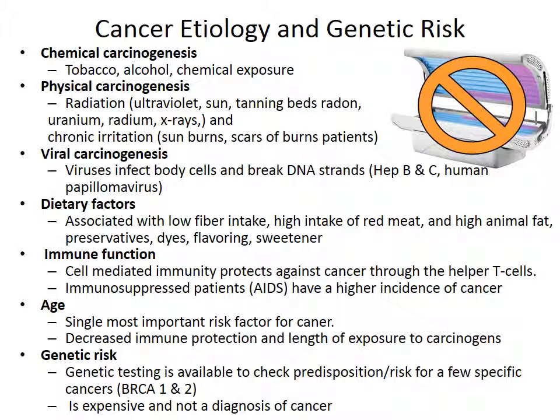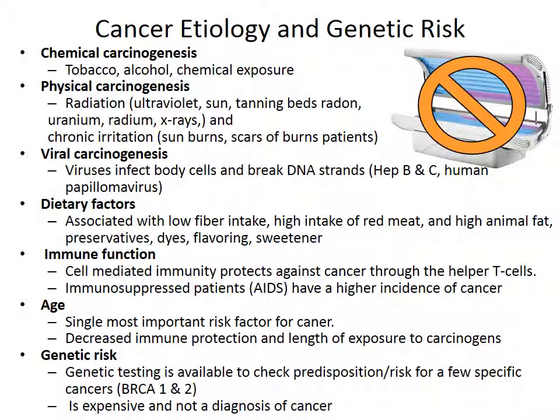Cancer etiology and genetic risk. There are several different risks for cancer etiologies, the main one being chemical carcinogenesis, such as tobacco, alcohol, and exposures to chemicals. Physical carcinogenesis is a result of radiation such as ultraviolet radiation, sun, tanning beds, radon, uranium, radium, X-rays, and chronic irritations such as sunburns or scars of burn patients. Viral carcinogenesis is where viruses infect body cells and break the DNA strands, and this is common in hepatitis B and C and HPV, or human papillomavirus.